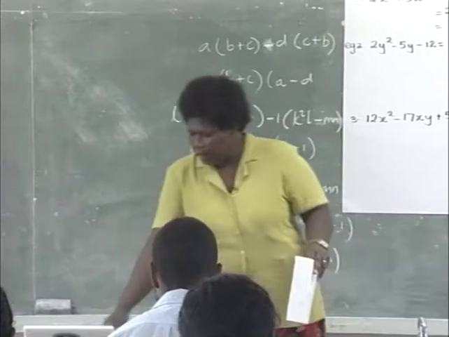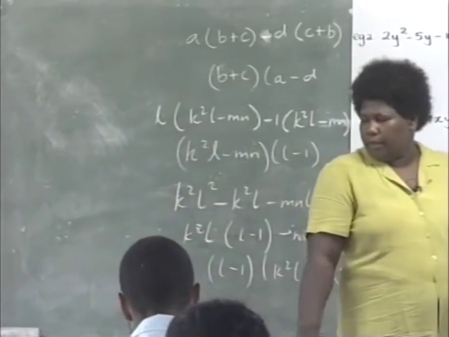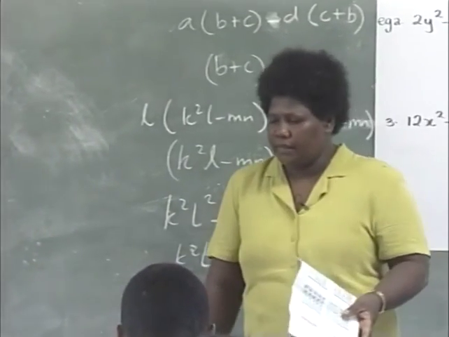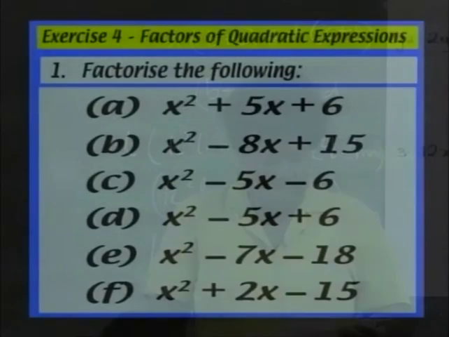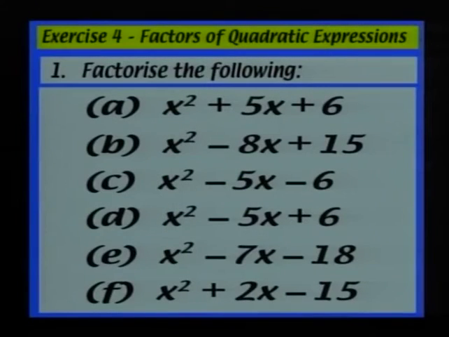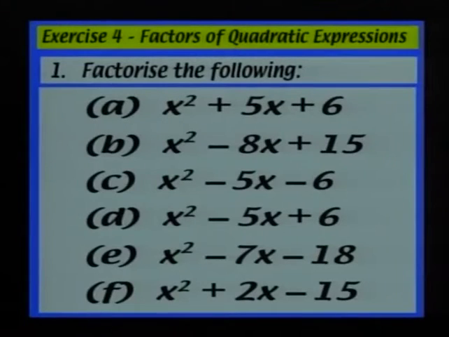No? Okay, we go on to the next one now, which should be a quick one for us. X squared plus 5x plus 6. Hekoi. X plus 2 times x plus 3. Correct. Velma. B. X minus 5 in one bracket, x minus 3 in the other. Okay, x minus 5 times x minus 3.